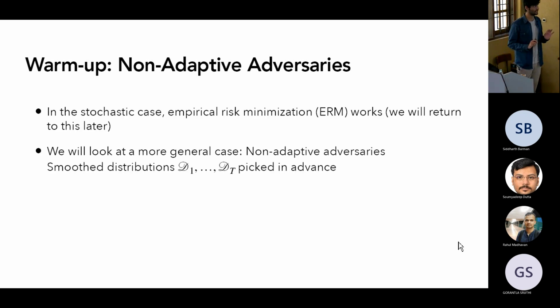Just to recall, in the stochastic case, empirical risk minimization will give you the correct answer. You can look at the data you have seen so far till today, just fit the best model and predict it for tomorrow, and that will give you the right rate. But this does not work even if you had the following: the data, so there are different distributions D1 to DT, but they're fixed beforehand. So the x_i's are statistically independent, but they come from different distributions. Even in this case, your ERM does not work. You can't just fit your model to the data you've seen so far. You have to be more clever than that.